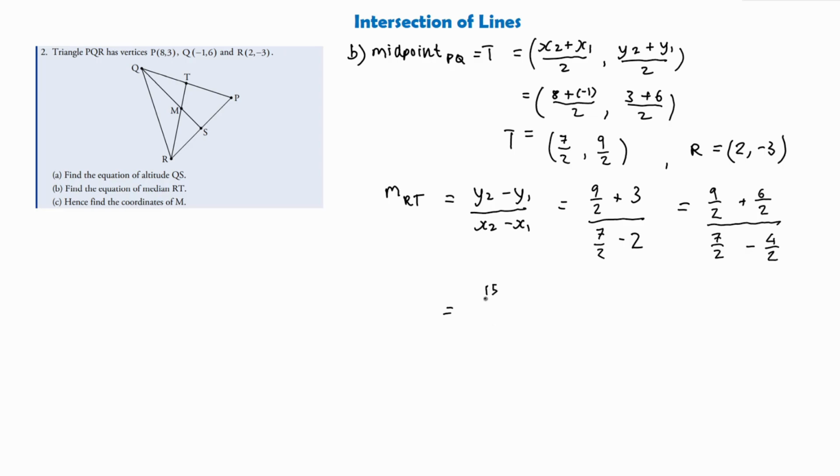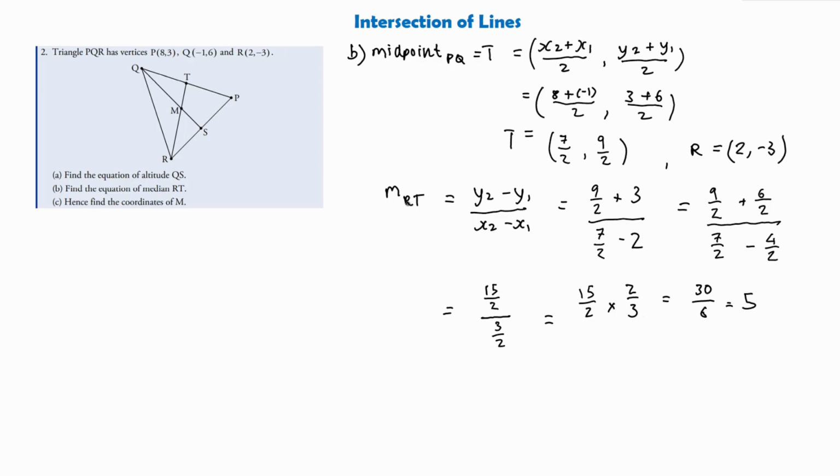Not even 12, we're going to get 15 over 2, divided by 7 minus 4 is 3 over 2. And what do we do when we divide a fraction by another fraction? It's the same as just multiplying them, the second one flipped. So we get 15 over 2 times 2 over 3, which is going to give us 30 over 6, which is just 5. So we did a little bit of working with fractions here to work out the gradient of the line RT.